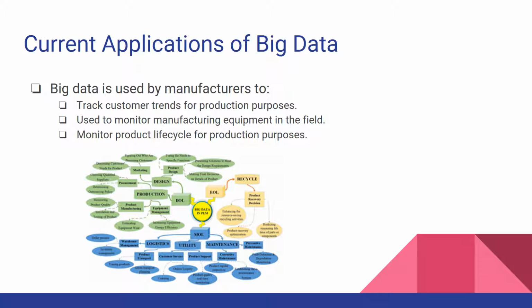Current applications of big data. In manufacturing, big data is used by manufacturers to improve productivity, durability, and supply chain feasibility. Manufacturers use radio frequency identification tags and smart sensors that collect massive quantities of data about themselves and their surroundings.